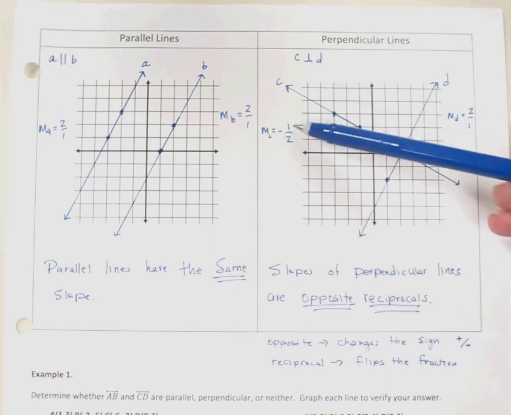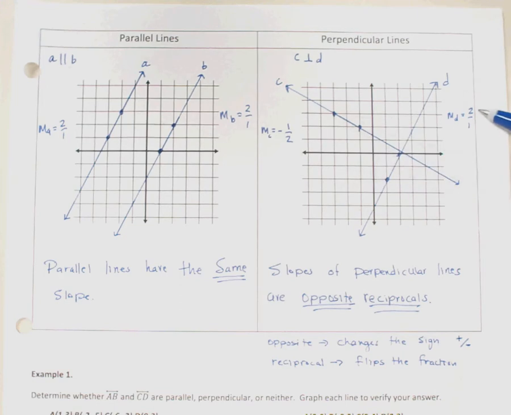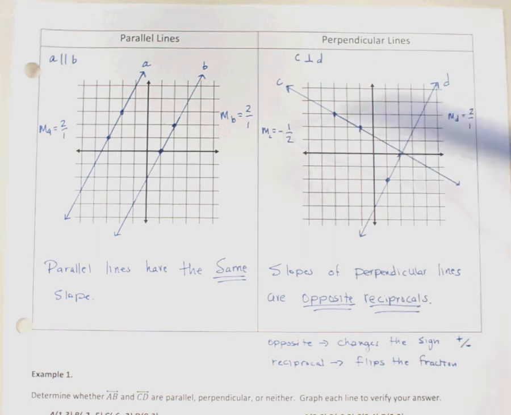So the slope of line C was 1 over 2. If you flip it, it becomes 2 over 1. Okay, so both of these slopes are considered opposite reciprocals because they have a different sign. One is negative, one is positive, and the fractions are flipped.